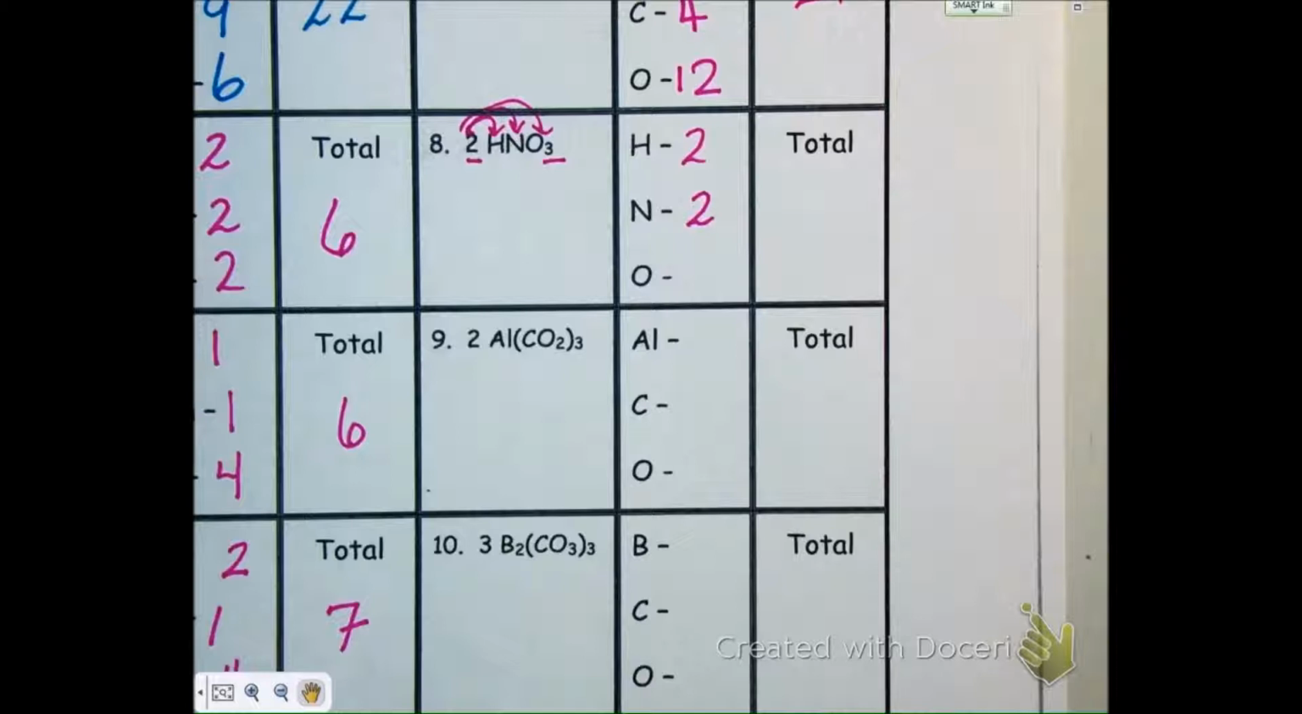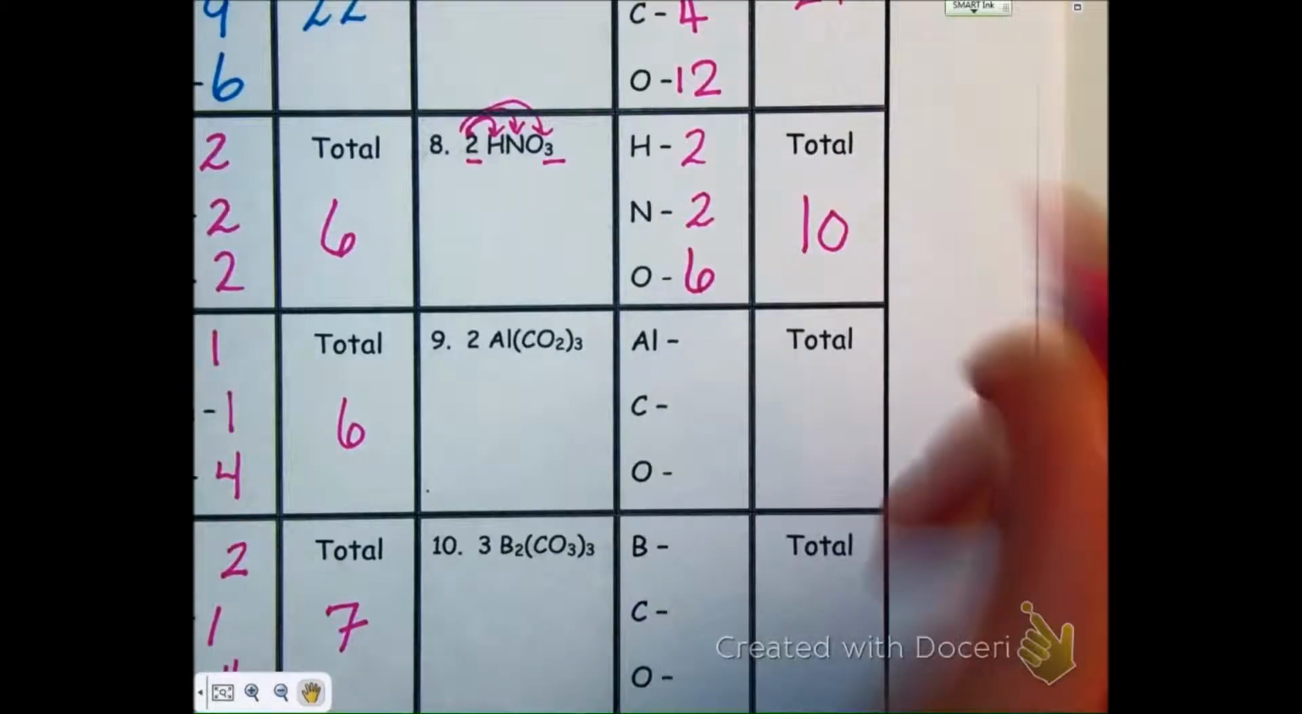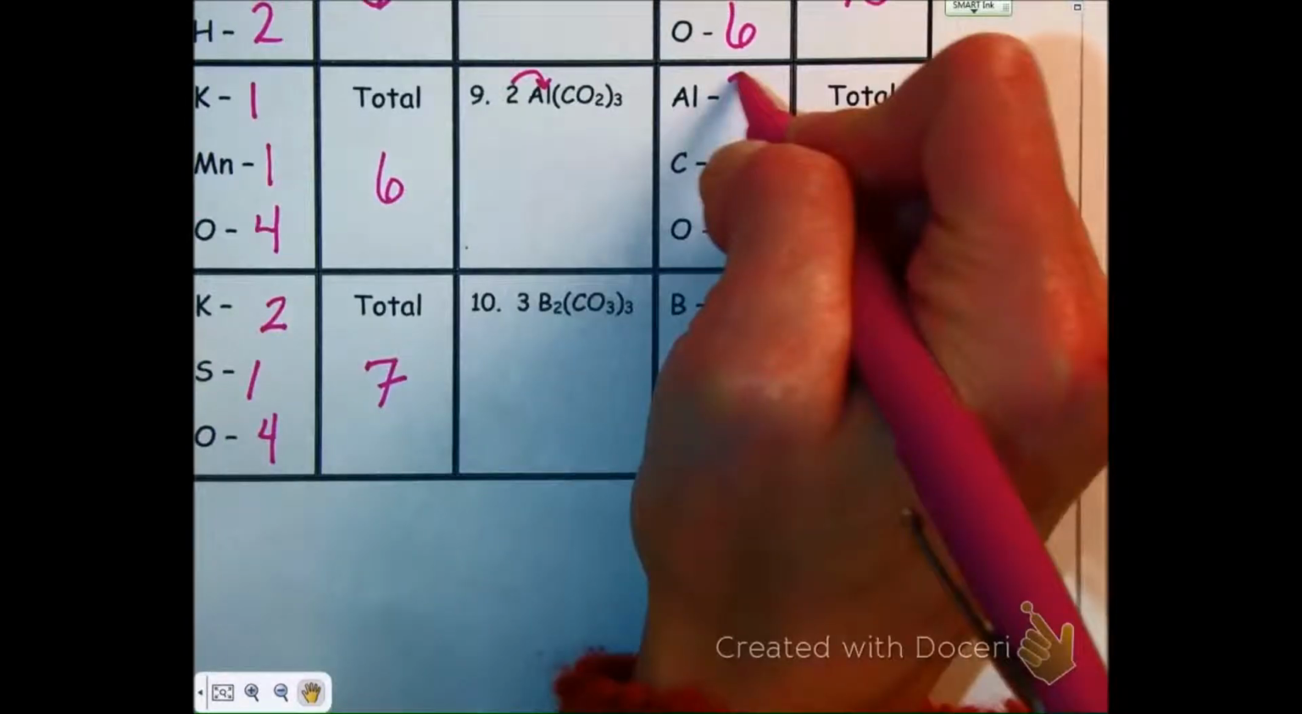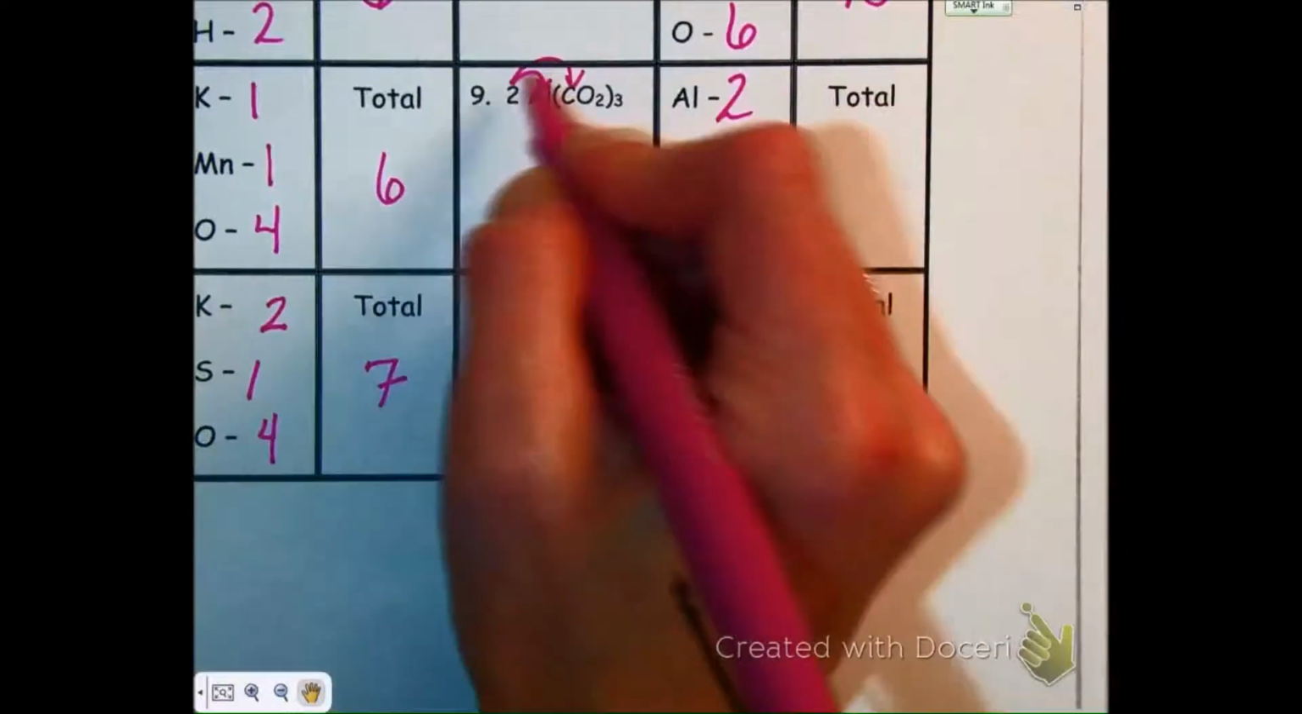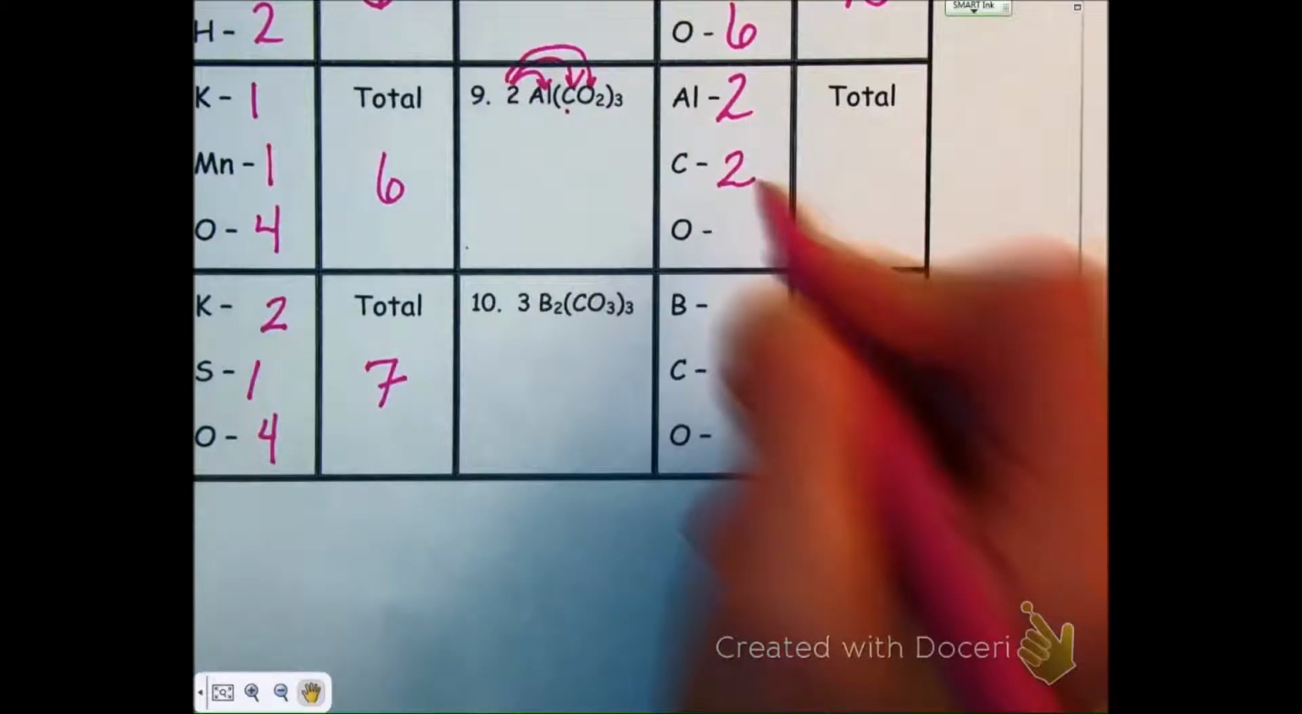Nice work. All right, number 9. Hunter, do you want to do number 9? Yes. So the 2 applies to everything. So 2 times the first element, I think 2. And then we also placed the C in there. And 2 times C would be 2. And 2 times 2 is 4, but 3 times 2 is 6.